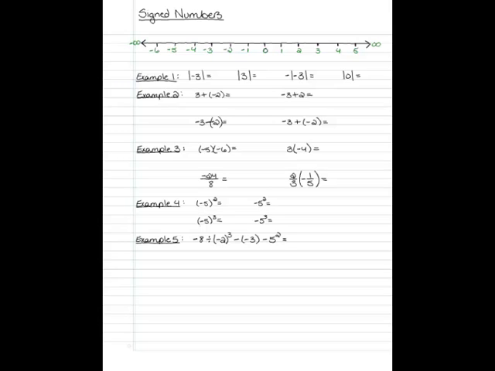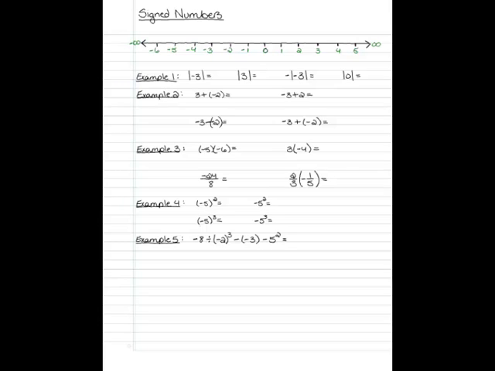Now, in these examples, we will be performing several different operations on signed numbers, the first of which is what we call the absolute value. Now, the absolute value of a number is its distance from 0. Whether in the positive direction or the negative direction, we are simply measuring the distance of that number from 0.